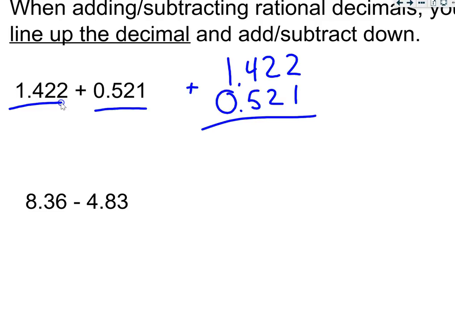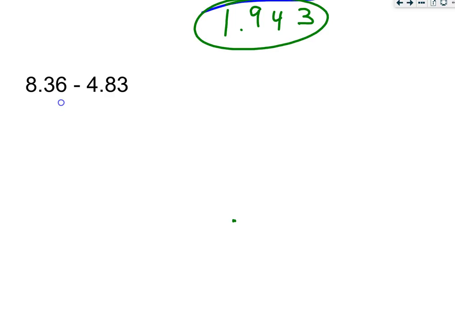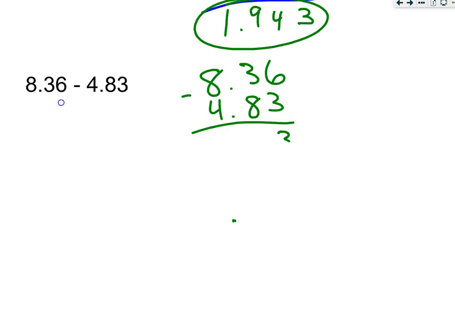This one is fairly simple because they have the same number of digits. 1 plus 2 is 3, 2 plus 2 is 4, 5 plus 4 is 9, and 1 plus nothing is 1. In our next example, it is very similar. You put the bigger number on top, line up your decimals, and subtract straight down.